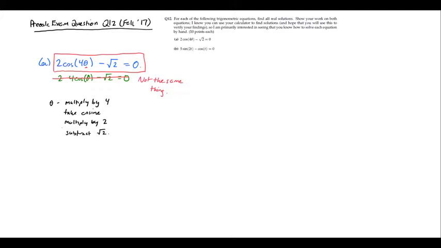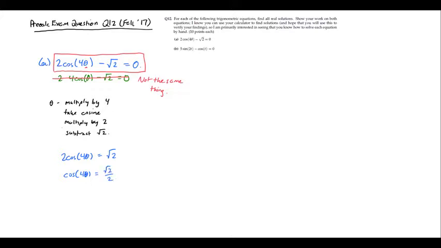So how do I unravel all these things? Well, if I want to unravel subtracting square root of 2, then I need to add square root of 2 to each side. Okay, most of you did that, and that was just fine. So add square root of 2 to each side, I get 2 cosine of 4 theta equals square root of 2. All right, and then how do I undo multiplication by 2? Well, I divide by 2. Cosine of 4 theta equals square root of 2 over 2.